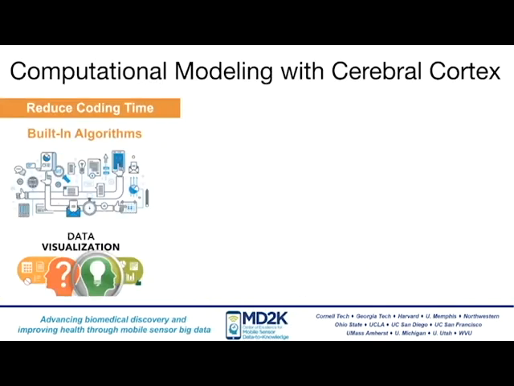So to look at computational modeling within Cerebral Cortex, it's really targeted at doing three specific things. There are others, but we're going to highlight these three. Number one, its goal is to reduce coding time. It does this by including a bunch of pre-built algorithms that are either generally available or generally needed, or specific to publications that have leveraged this platform. And it couples that with a set of data visualizations that allow a researcher to more easily visualize the data they want to work with without having to write a bunch of code and software just to look at this type of high-frequency data.